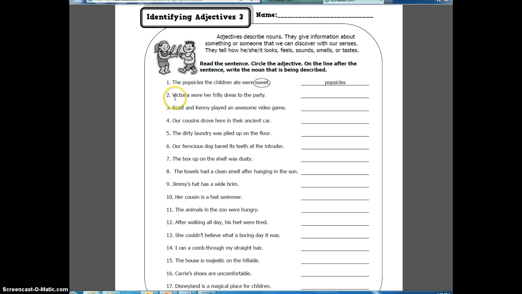Second example, Victoria wore her frilly dress to the party. Well, our adjective is frilly, so you would circle frilly, and our noun that the frilly is describing is dress. Dress would be written over here. Please complete your work independently in a timely manner and return to your teacher. Please do not forget to put your first, last name, and number in the upper right corner of your paper.